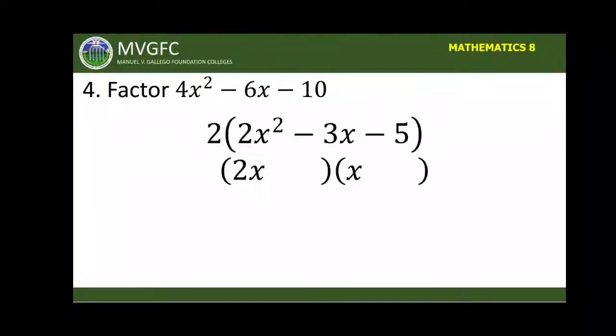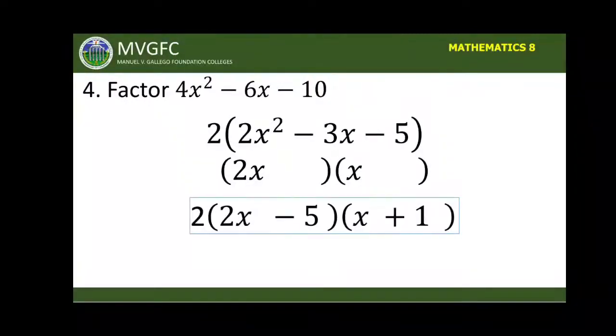Now, since this is in trinomial form na, we can use now the factoring. So, think once again of terms that when you multiply, the answer is 2x squared. So, we have 2x and x. Tama po? Next, think of integers that when you multiply, the result would be negative 5. So, our answer is negative 5 and 1.